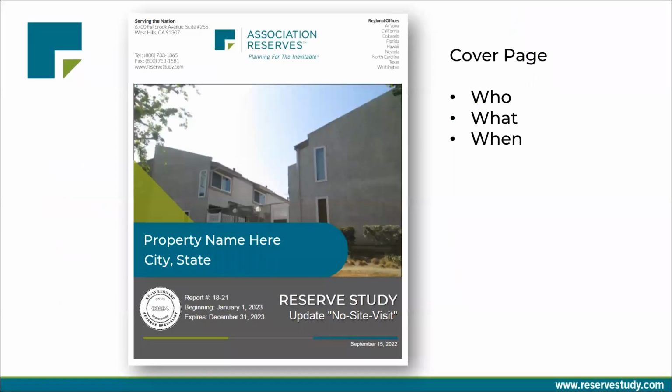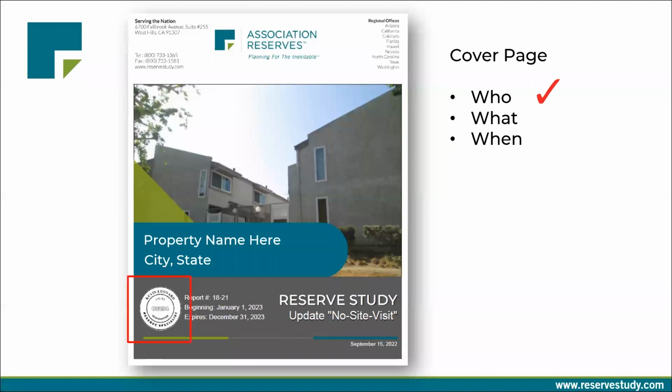And the first question is, major questions: who, what, and when? What am I looking at here? What do I think about it? How do I start to absorb it? And it may be 50 pages, it may be 150 pages. So the question is, where do you even start? So let's start with the cover page.